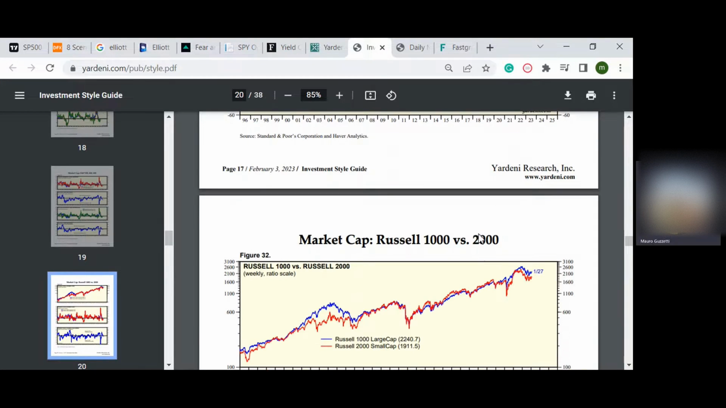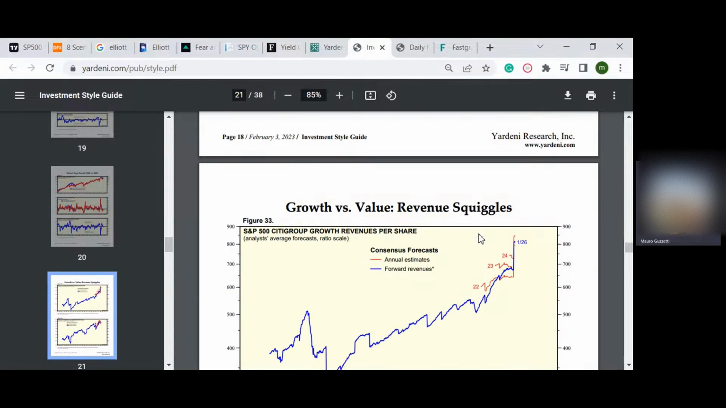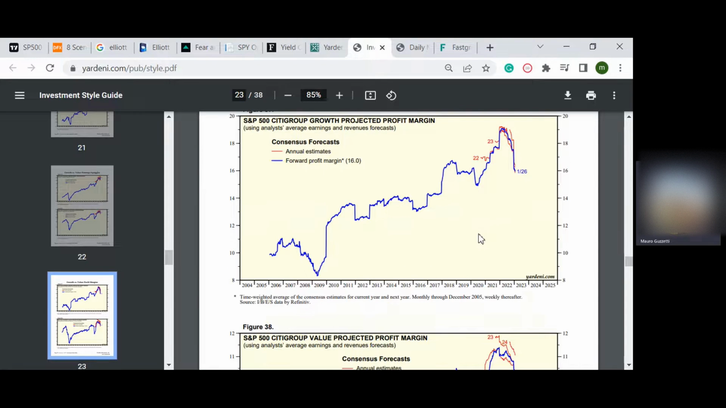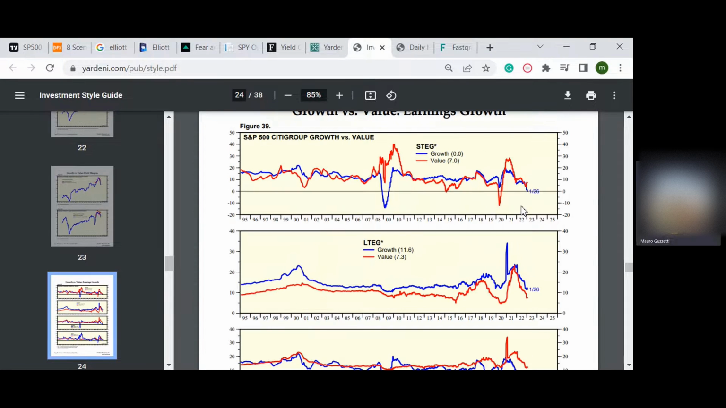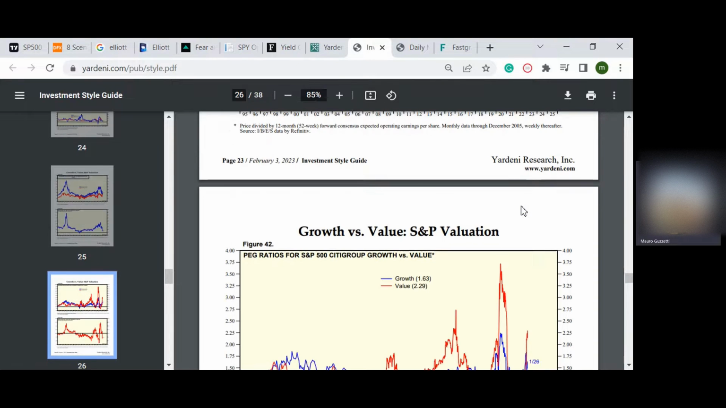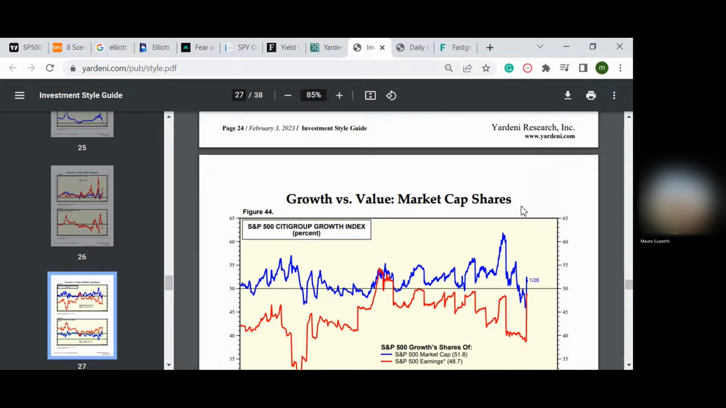Yeah, so I want to give you a very useful piece of information. Profit margins are going down. It's very bad. When margins go down, the stock market cannot go up. So guys, it's very, very critical. Growth versus value: growth and value tend to converge.